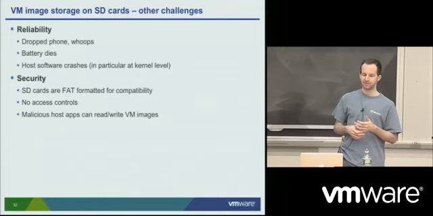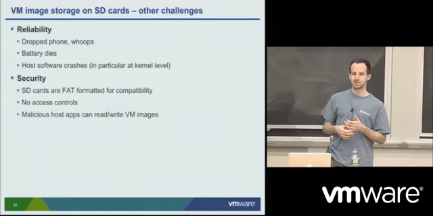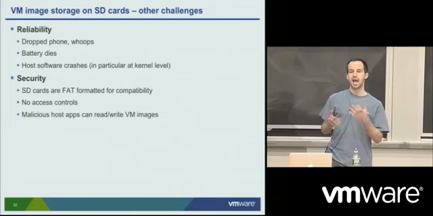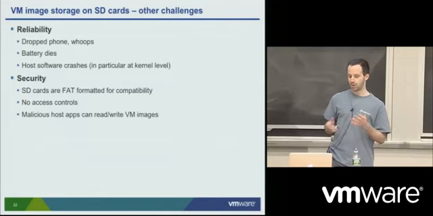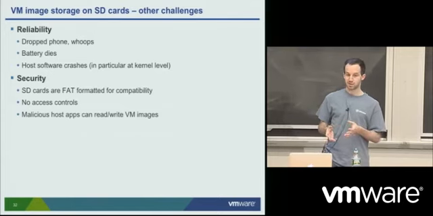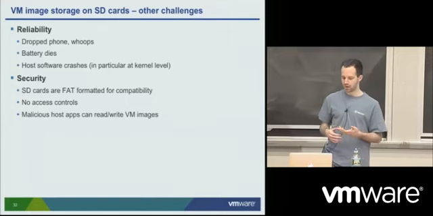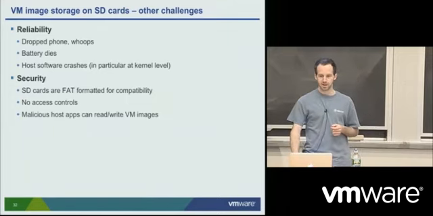Similarly with security, the FAT file system has really no support for access control, and any party who can speak to the SD card, which is pretty much any host application on Android, even a malicious application, can read and write at will to the file which is resident on the SD card. That's not particularly great, because unless you do something clever, it doesn't really allow you to effectively isolate the virtual machine from the host operating system and applications.